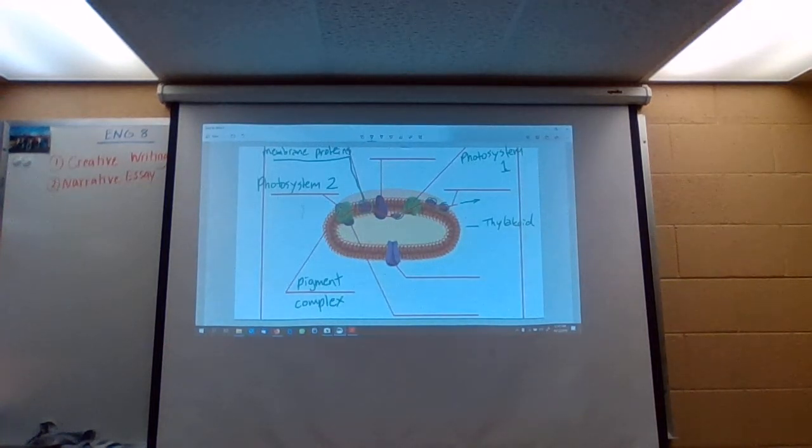Right here, attached to that first photosystem, photosystem 2, the one that occurs first, is a special enzyme. It's called the water splitting enzyme. All right, and it does exactly what its name says it does. It splits water molecules into their constituent particles, oxygen and hydrogen.